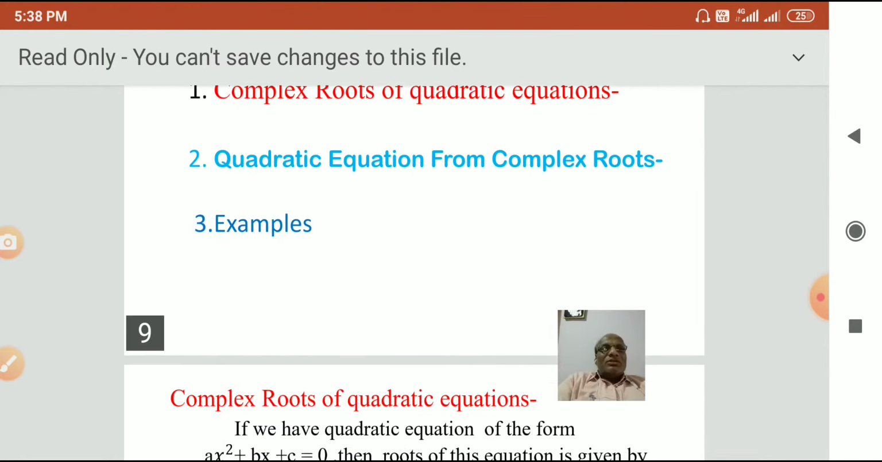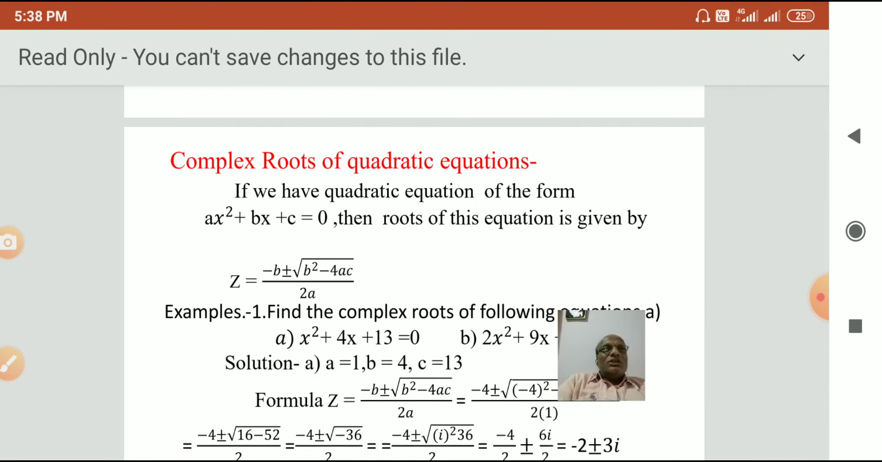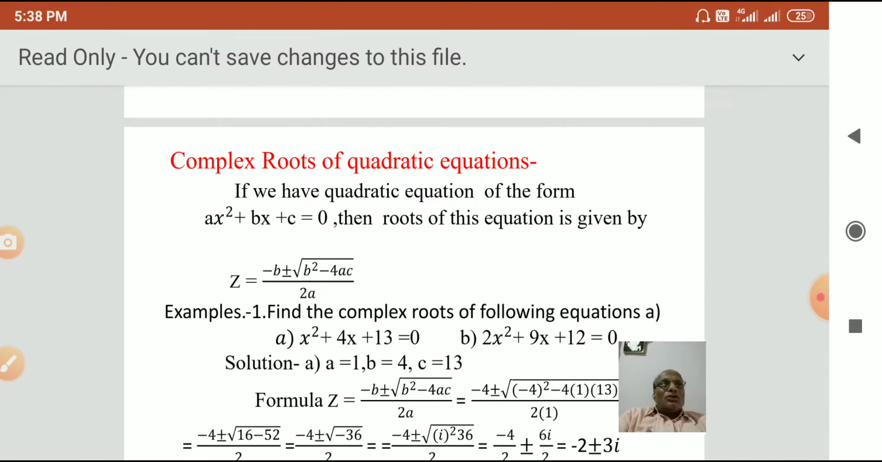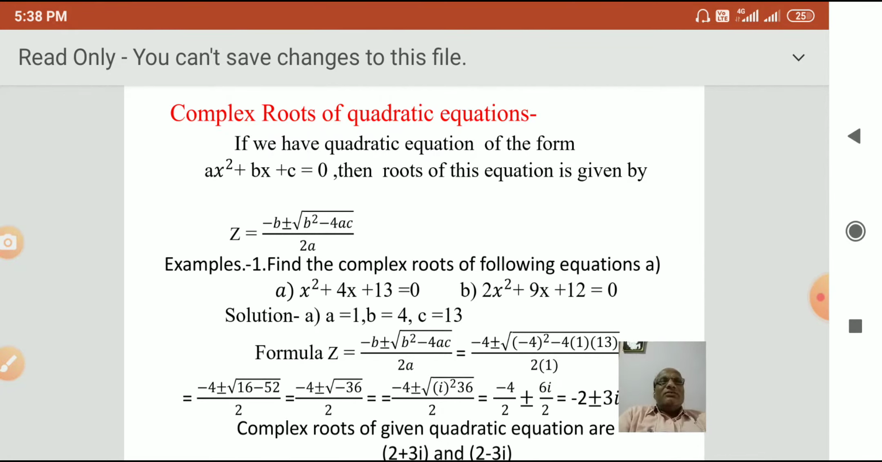Now first of all we see how the complex roots of quadratic equations are found. For this we use our previous knowledge, that is, if we have a quadratic equation of the form ax square plus bx plus c equal to 0, then the root of this equation is given by z equal to minus b plus or minus square root of b square minus 4ac, divided by 2a.